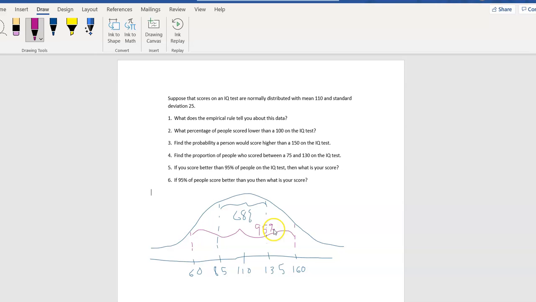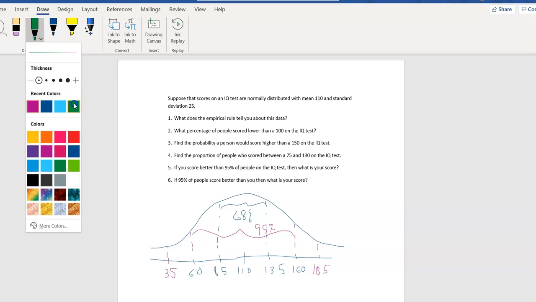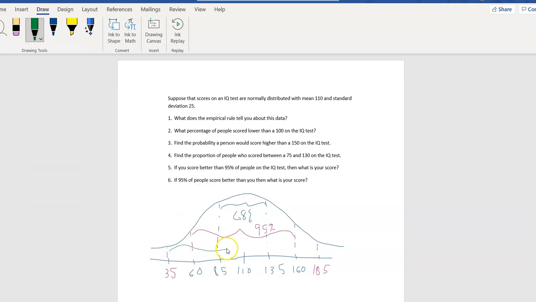And then finally, let's go one more standard deviation. If we subtract 25, we're going to get 35. And then if we add 25, we're going to get 185. And what the empirical rule says is that 99.7% of people who take this particular IQ test should fall between those two values. All right, so that's what our empirical rule tells us about this data.